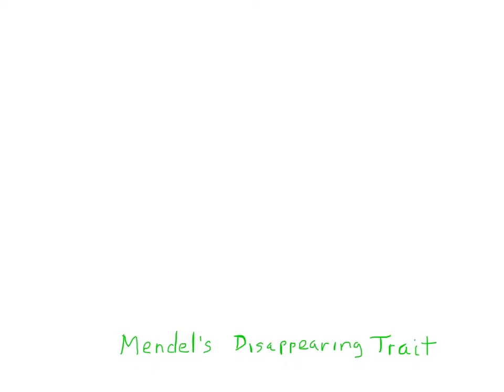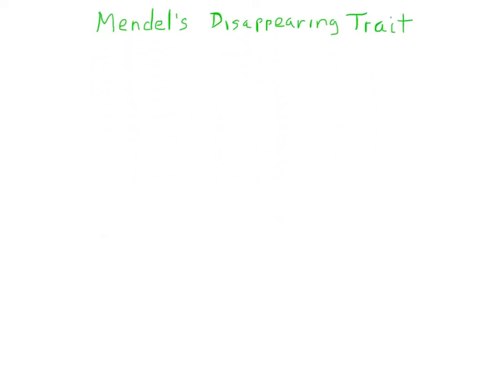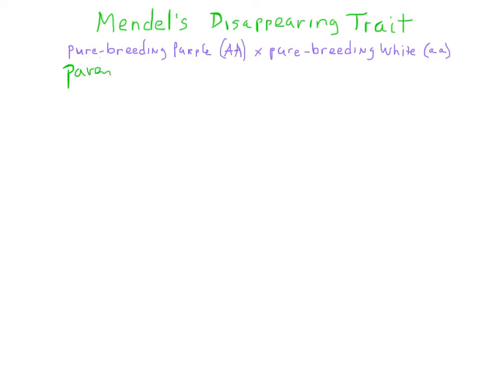Let's explore Mendel's disappearing trait. Mendel crossed two varieties of garden peas, one that was pure breeding purple flowers, homozygous dominant, crossed with pure breeding white, homozygous recessive. So these are the parent generation. Parent represented by the letter P.